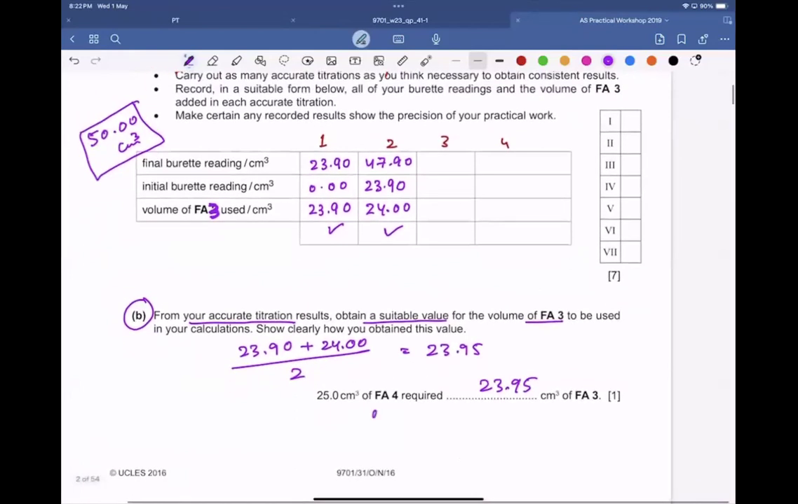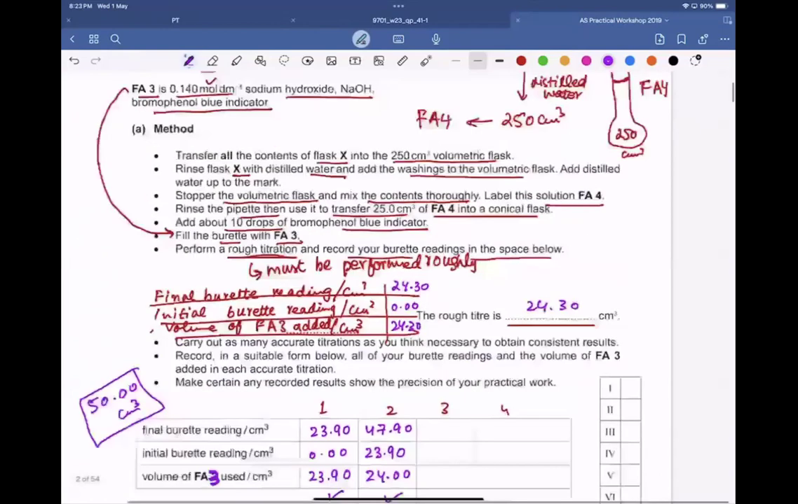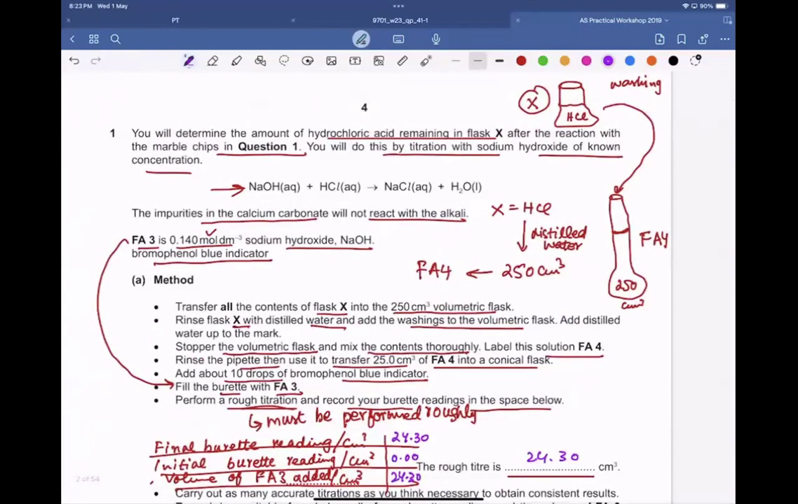See, FA4 is diluted HCl and FA3 is sodium hydroxide, right? You have to keep these things in mind from the information that is given to you at the start, otherwise you will mess up. Okay.